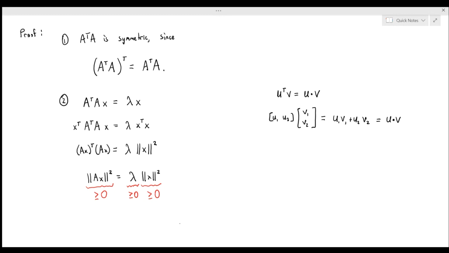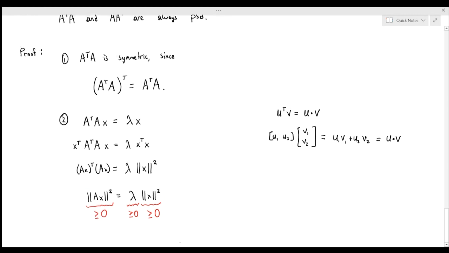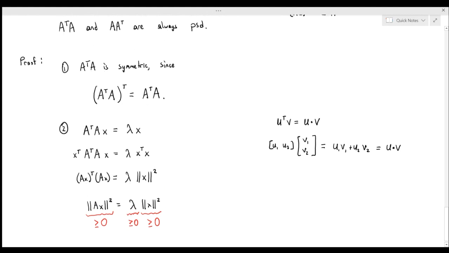Okay, so any questions about that? So the proof is not super important, but because it was fairly short, I decided I would go ahead and write it out. And this fact that A transpose A and A A transpose are positive semi-definite does come into play a little bit when I talk about the singular value decomposition later.